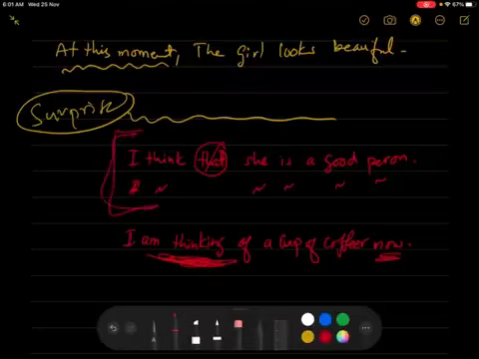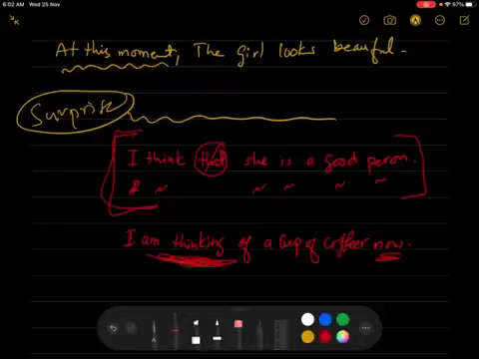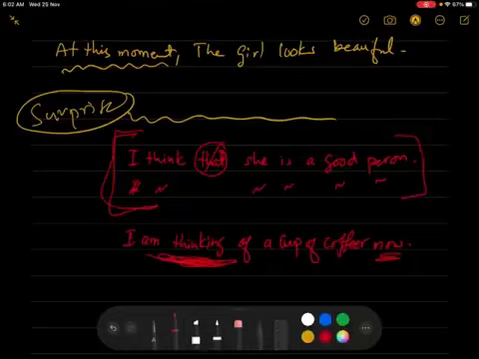It's not like this example. I think that she is a good person. It means I believe that she is a good person. Here, think means I believe, and in this example, think is a stative verb which doesn't take the present continuous format.